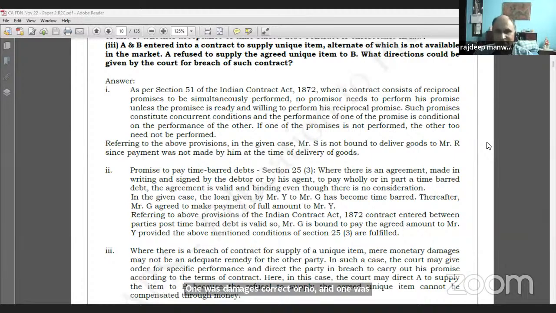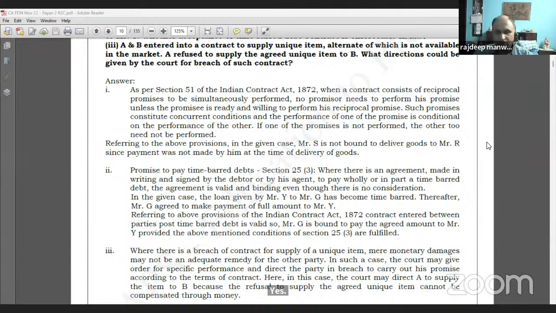If you remember, if the items are unique and damages are not adequate compensation, the court can adopt a suit for specific performance. Remember, there was the injunction, suit for specific performance, damages. Yes or no? Yes, sir. You all remember the chapter? Again, I forgot the section. Which section is this? See, suit for specific performance.